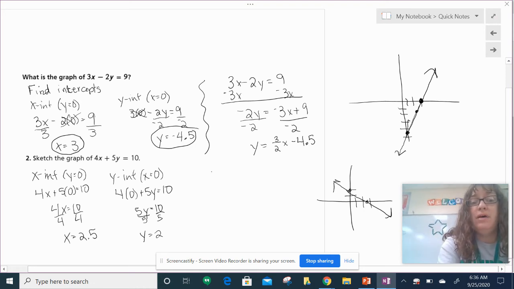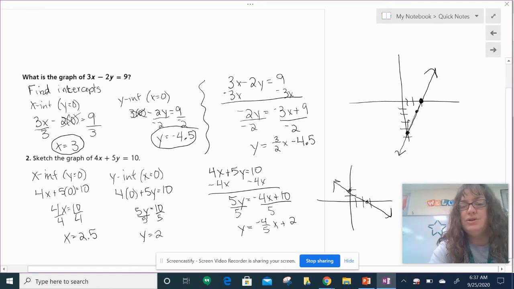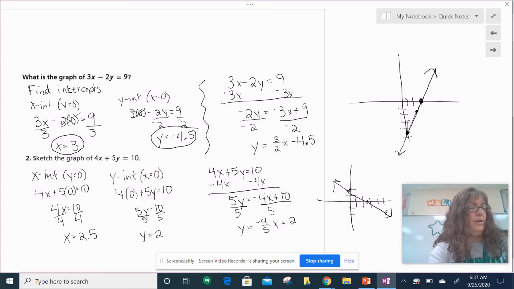If you chose to use the other method of getting it into slope-intercept form, we're going to start by subtracting 4x from each side, and then dividing by 5 on each side. And I get an equation of negative 4/5 x plus 2. So I would start at 2, and then I'd go down 1, 2, 3, 4, and over 5, 1, 2, 3, 4, 5, and just make sure that that looks reasonable, that it's on my line. And both of those methods look pretty good.